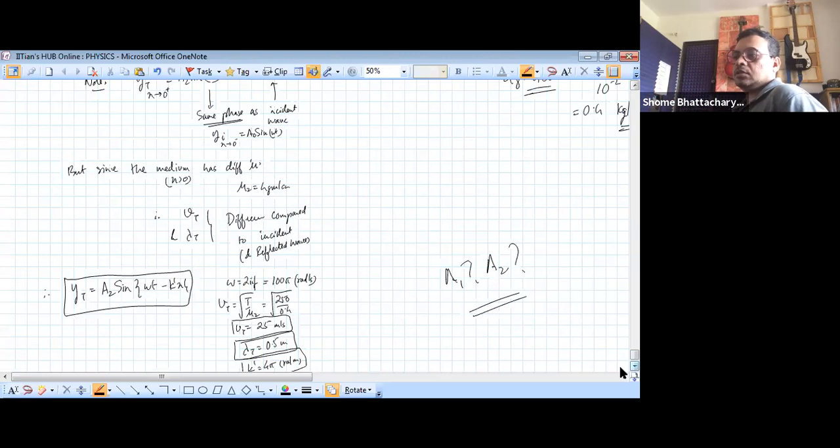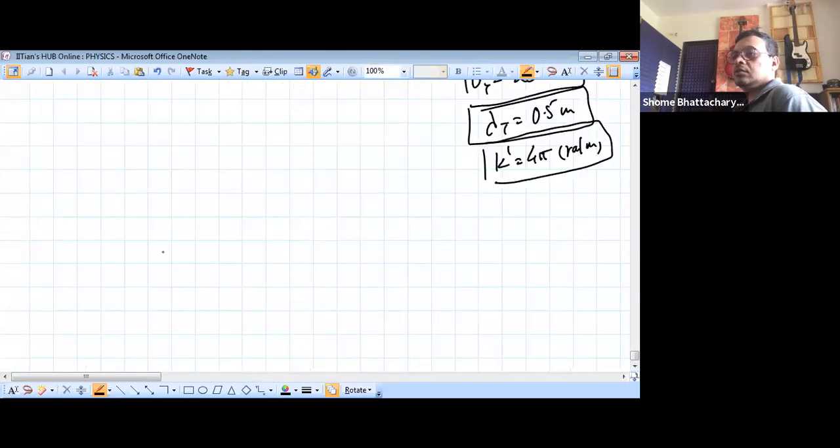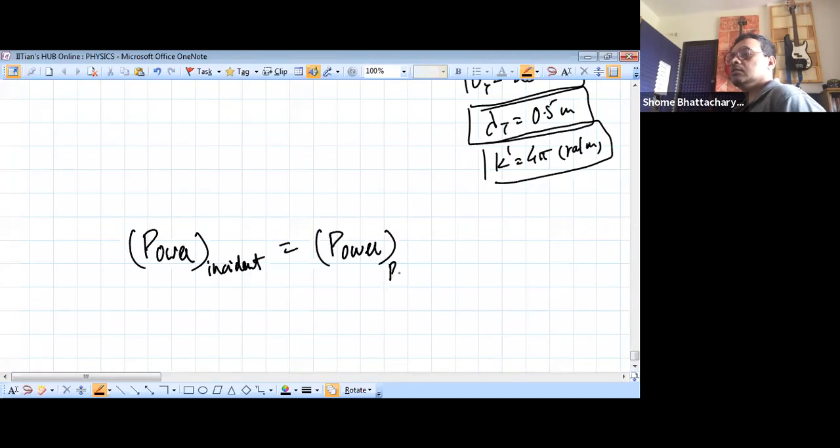Okay, so now for the next two things, to calculate A1 and A2, you'll see it is something like this: the power incident at the junction will be equal to the sum of the power reflected plus the power transmitted, assuming no dissipation of energy. So now we just apply the formula.